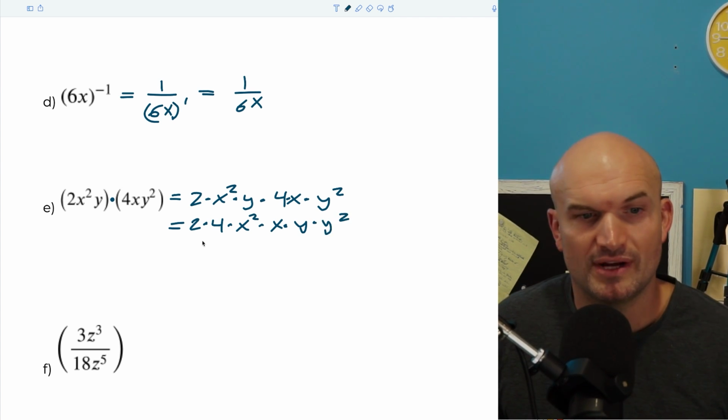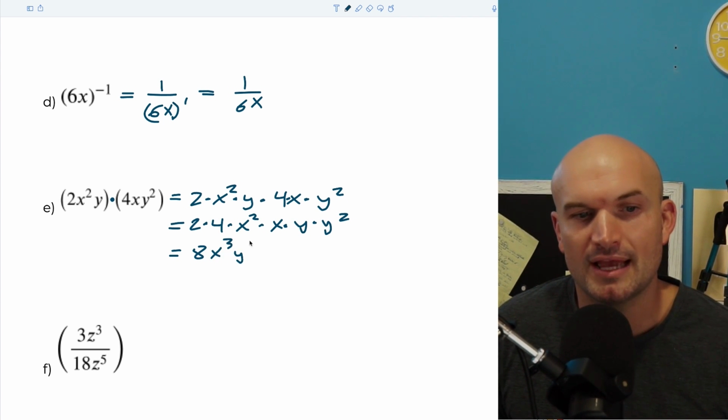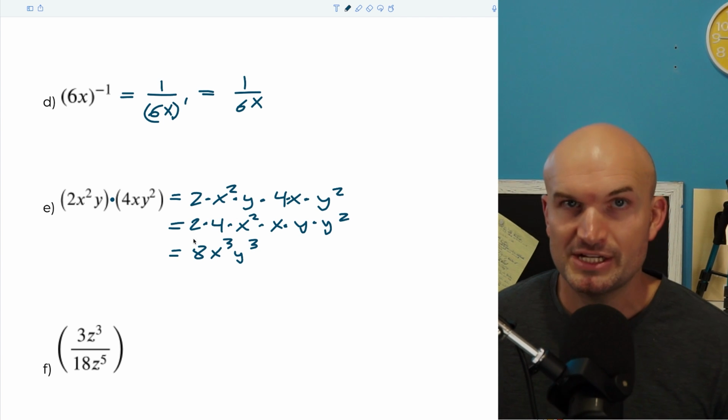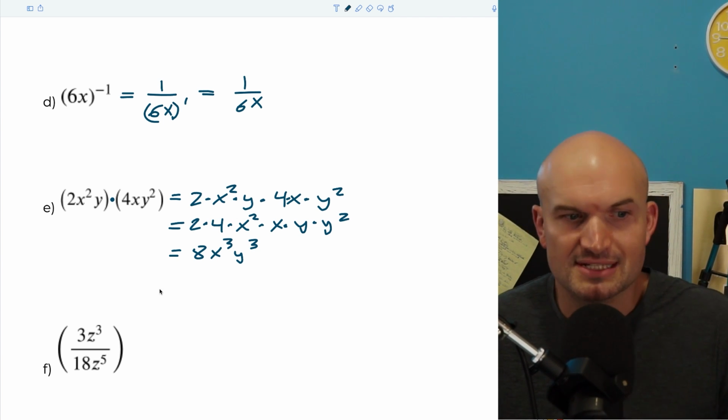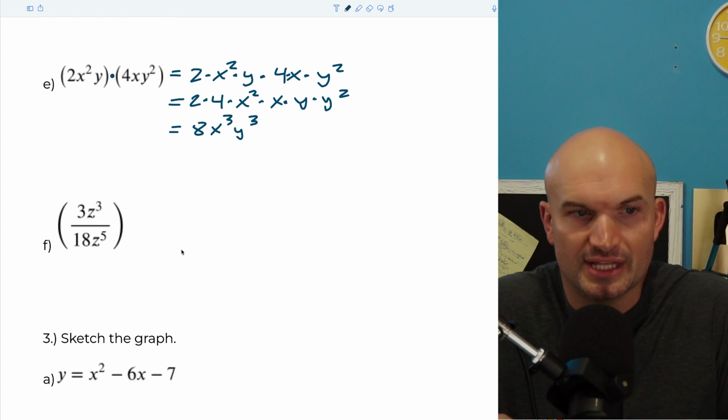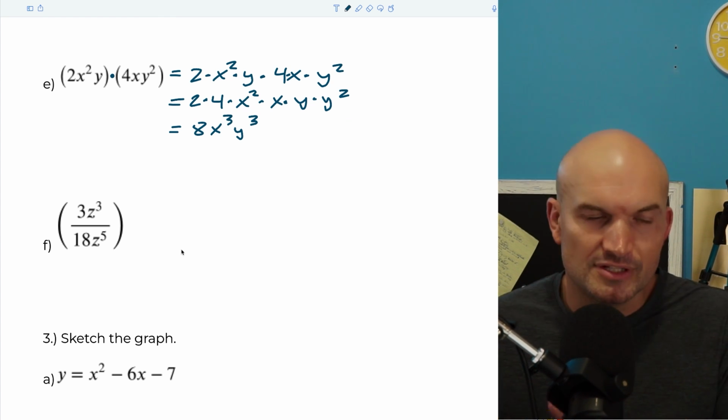All right, now let's just go ahead and simplify. So 2 times 4 is 8. x squared times x is x cubed. And then y times y squared is going to be y cubed. All right, so that's how multiplication works. Division is the same thing. You're just going to want to divide your numbers and then divide your variables.